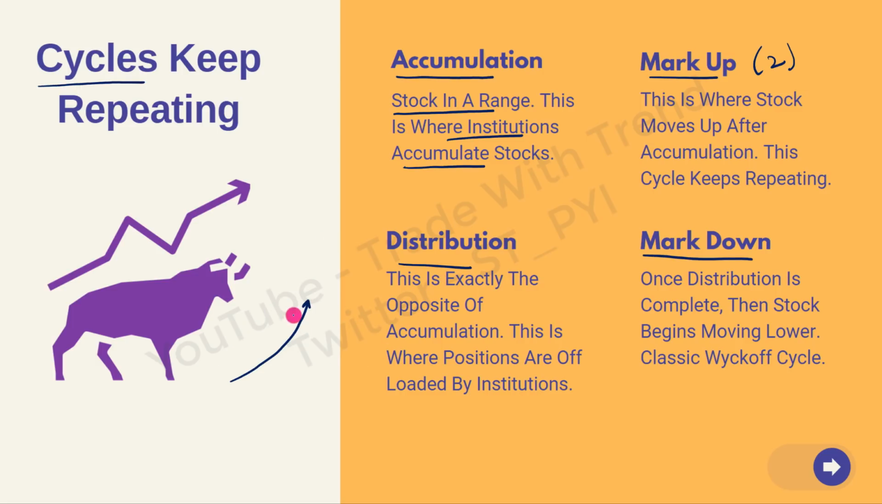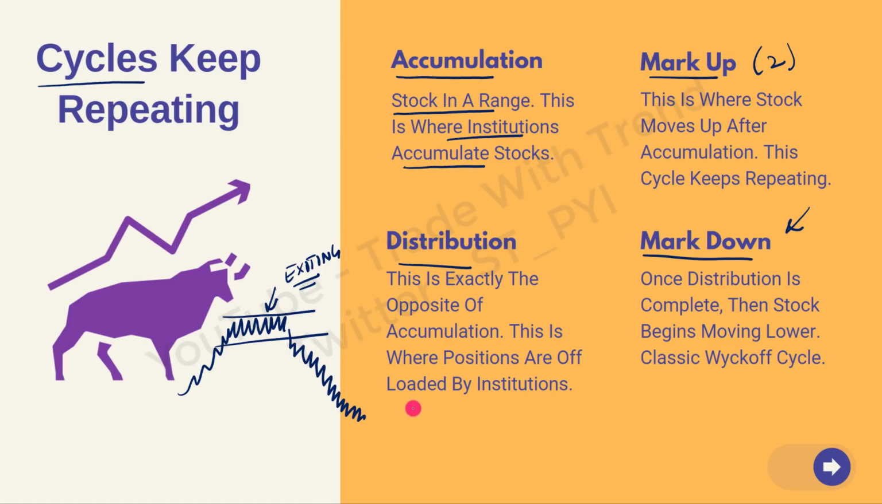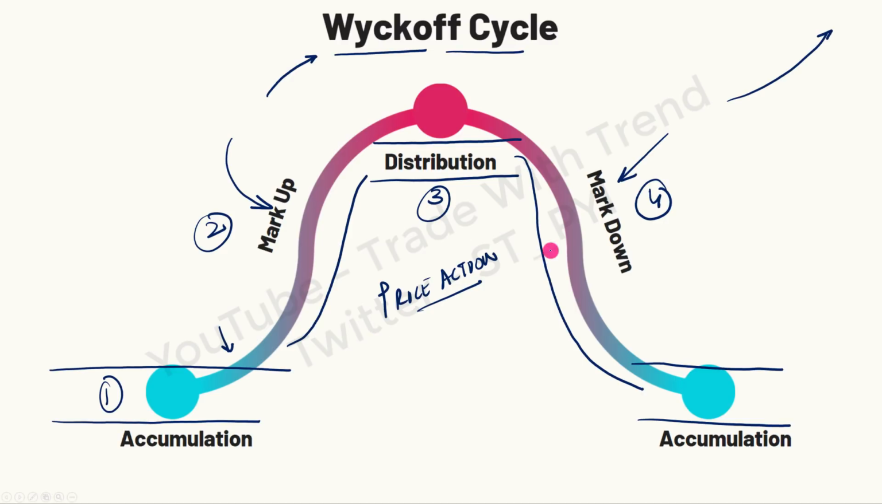When it comes to something like distribution, this is where a stock has moved up, then it goes into a range. All the big players, HNI institutions, this is where they are exiting their positions. They are distributing their positions to new players in the market. And finally, the markdown phase comes upon where this range is broken and then the stock makes a move on the downside.